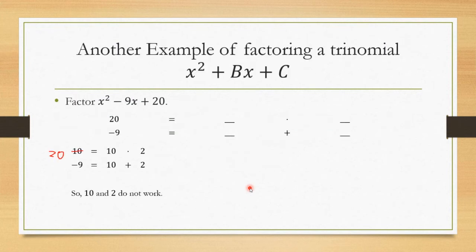Okay, here's another one. We have x squared minus 9x plus 20. So 20 is the constant term, and we want two numbers whose product is 20 and whose sum is negative 9. Remember, you have to include the minus sign, the negative. You have to include that.